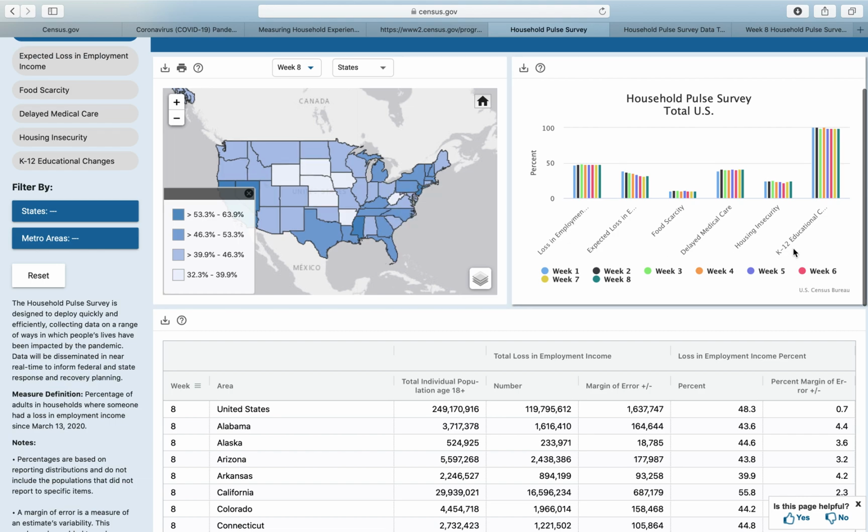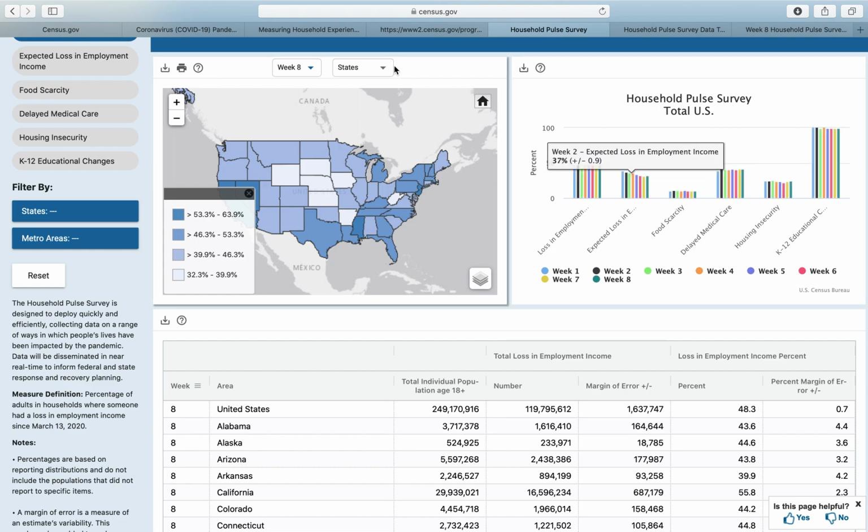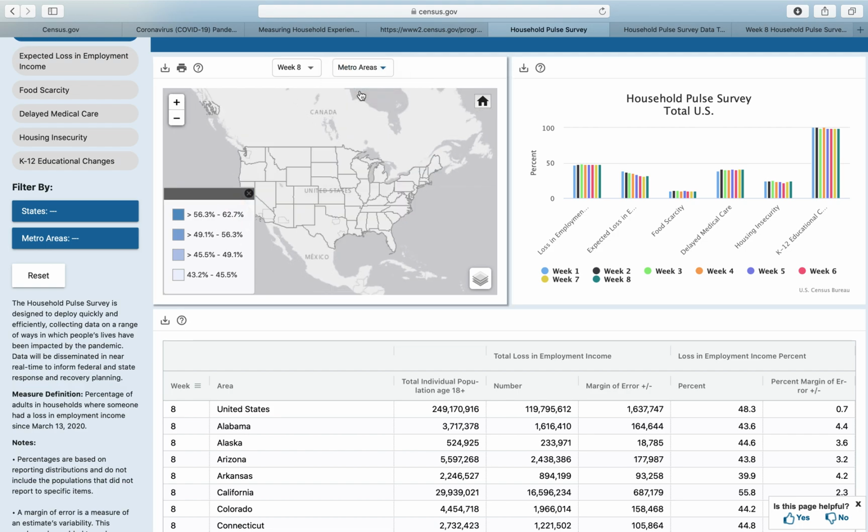And you can see on this screen what changes over the 8 weeks. Here's week 1 through week 8. You might want to take a look at loss in employment, expected loss in employment, food scarcity issues, delayed medical care, housing insecurity. You could also change this and look at metro areas, which is what I'm asking you to do as well. For the Detroit metropolitan area, 58% of citizens reported that they had a loss in employment income by week 8.